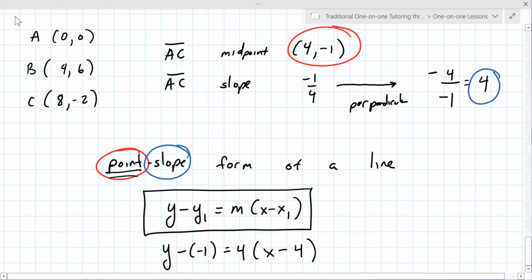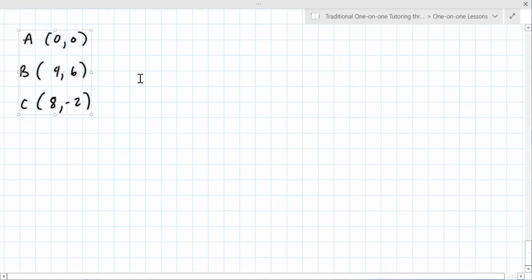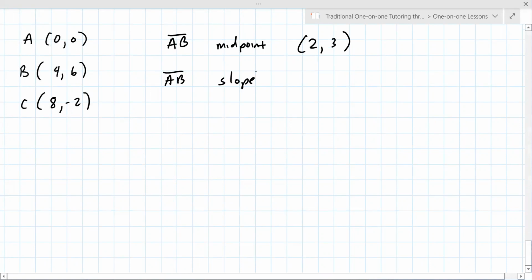Okay, let's do another one here. So we also looked at AB, and we want the midpoint of AB. And you told me you were able to calculate it was 2 comma 3, and then the slope of AB ended up being 3/2. But we want the perpendicular slope. So do you remember from the previous problem how we did that? How did we find the perpendicular slope? What did we do first?